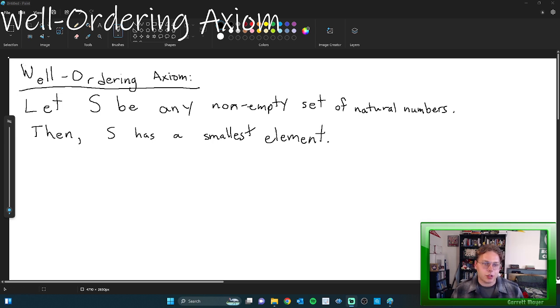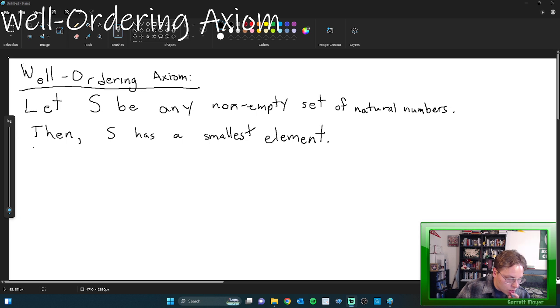And this axiom should strike you as obviously true. If you have a set of natural numbers, say like 1, 2, 3, or any other set, there's some smallest element. There's some order to natural numbers, and one of those numbers in a set of natural numbers is going to be the smallest element just based on that ordering. So this is an axiomatic statement that we can use in all of our proofs about natural numbers.